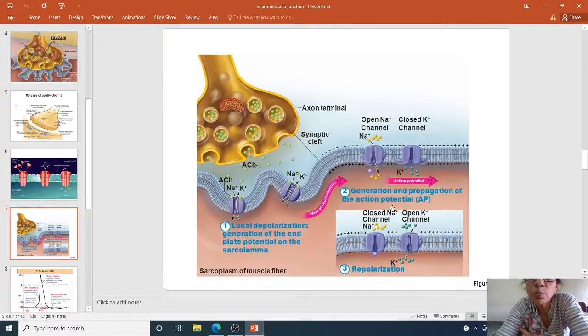So when will it lead to action potential? Initially at the end plate, we can see sodium is entering in and potassium is going out. But when it reaches the action potential, we can see only sodium ions entering in and the potassium channel has closed. Then only this depolarization will occur, with generation and propagation of the action potential. Then if you want the repolarization to happen, what should happen? The sodium channel should close and the potassium channel should open. Then only repolarization will happen.